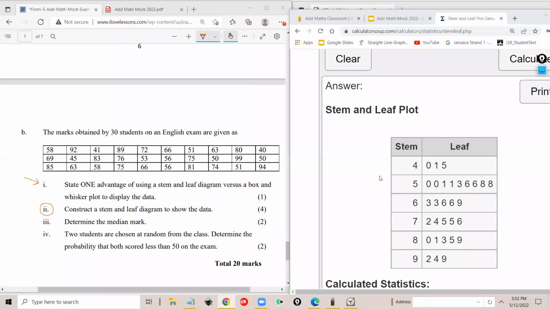Right, so based on the stem and leaf plot here, which is the answer for part 2, you think you all could find the median mark? Remember, it has 30 students and all. So if you add up all the values here, you're supposed to get how much? 30. So see if you could quickly find the median.